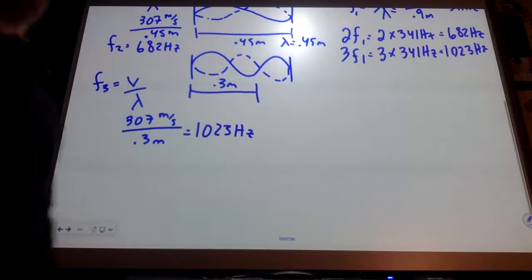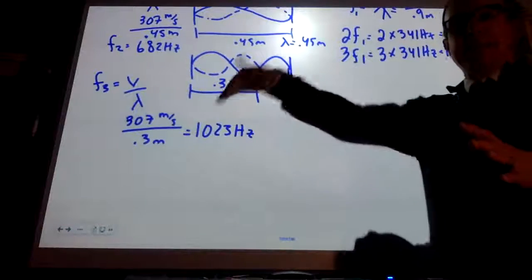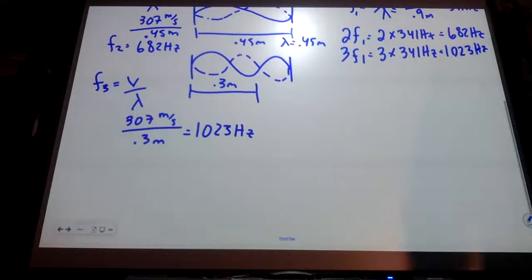So the equation I find confuses me more. I like to visualize what it's looking like when it gets to the end and bounces back to have constructive interference.